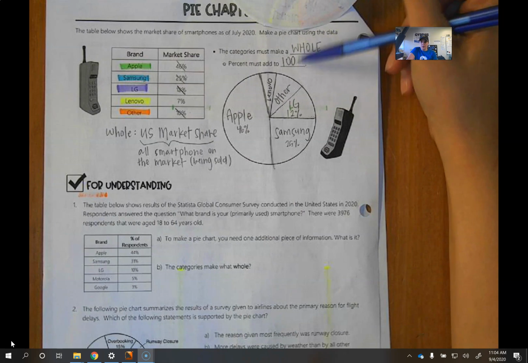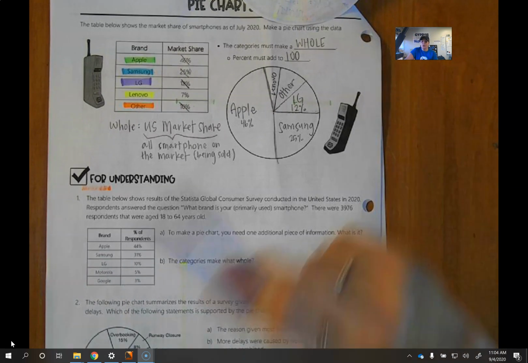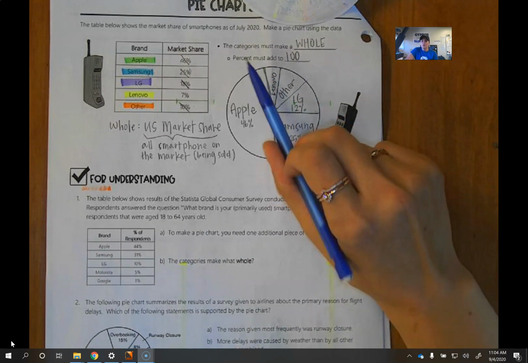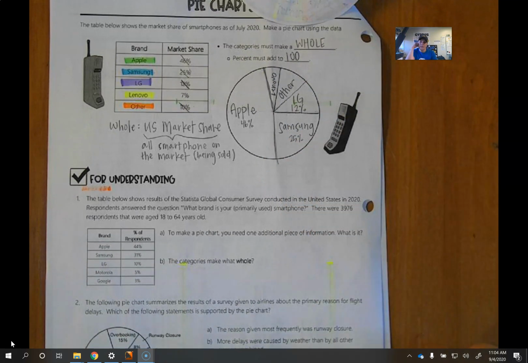So the biggest takeaways from pie charts are these 2 bullet points right here. So number 1, when you have a pie chart, you want to make sure that the categories make up a whole. The easiest way to check to see if your categories make up a whole is to add your percents. If your percents do not add to 100, that is an indication or a hint to you that you should not be using a pie chart because the categories you're seeing do not make up a whole.